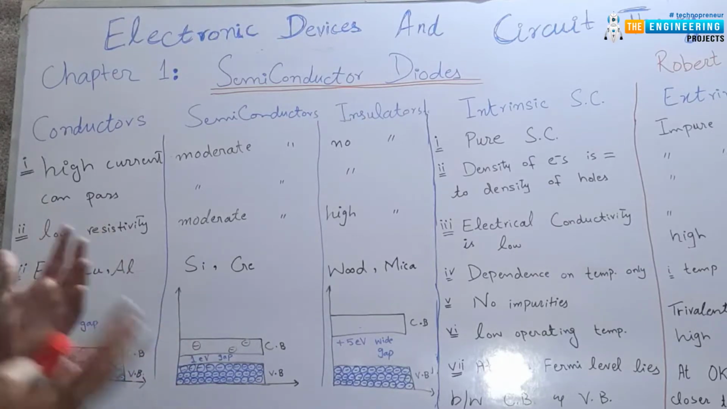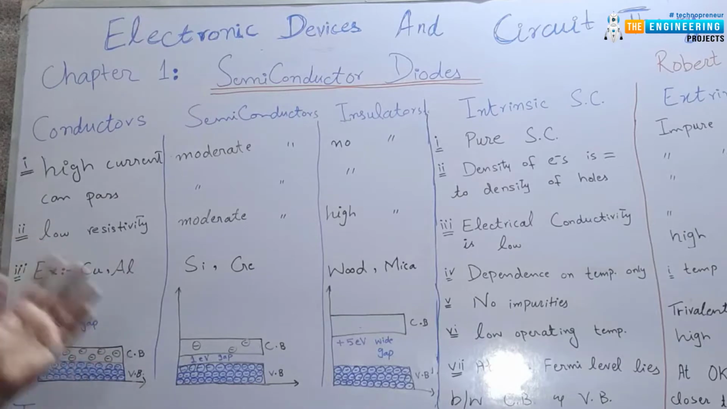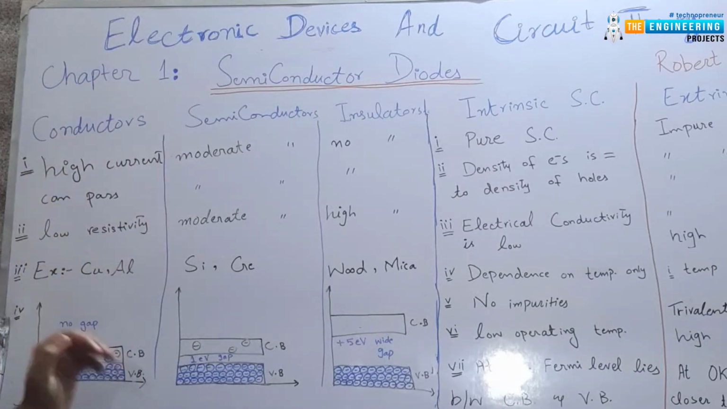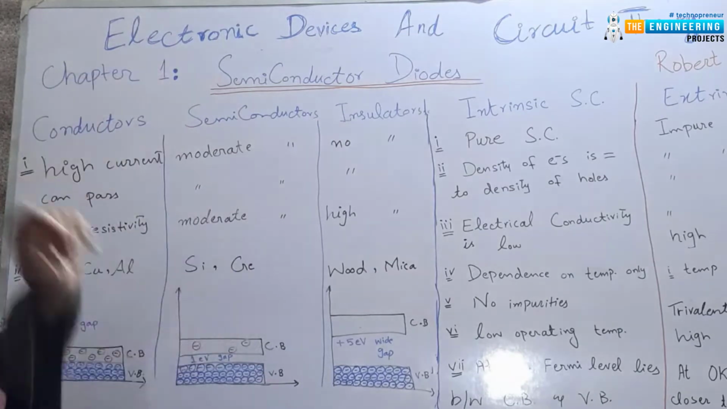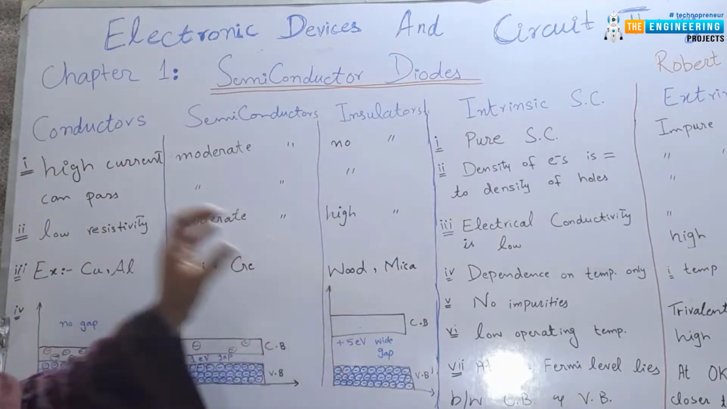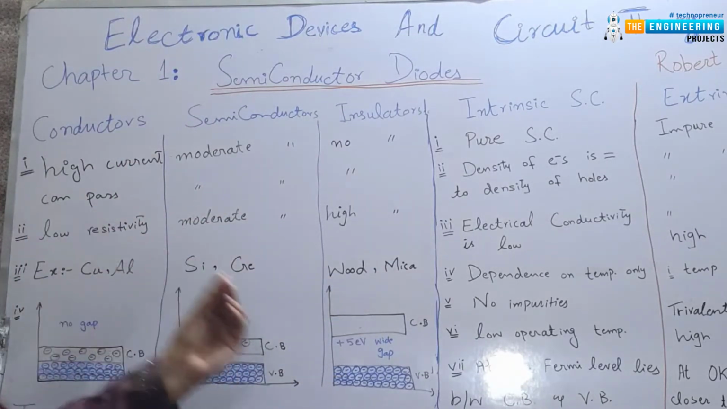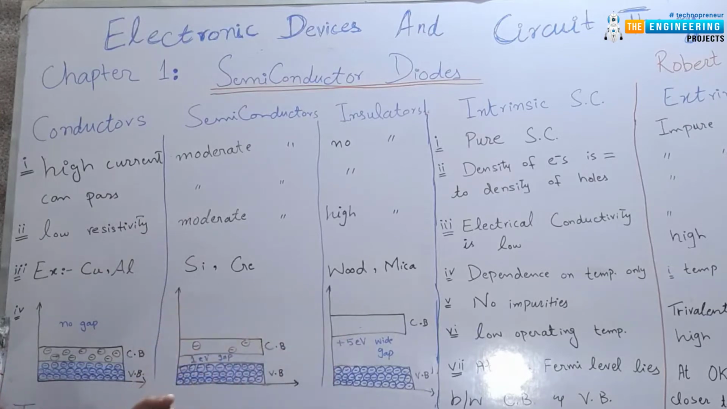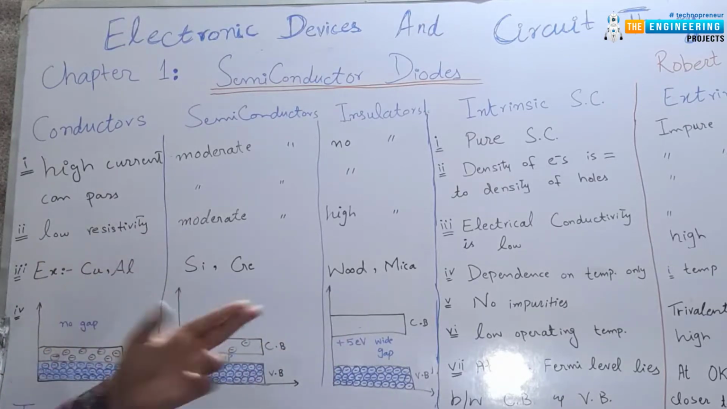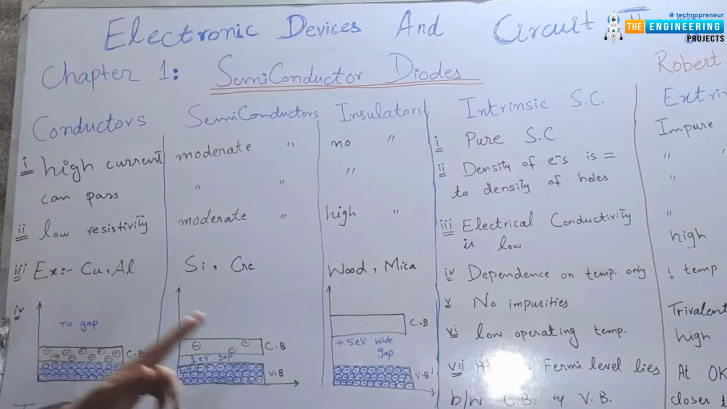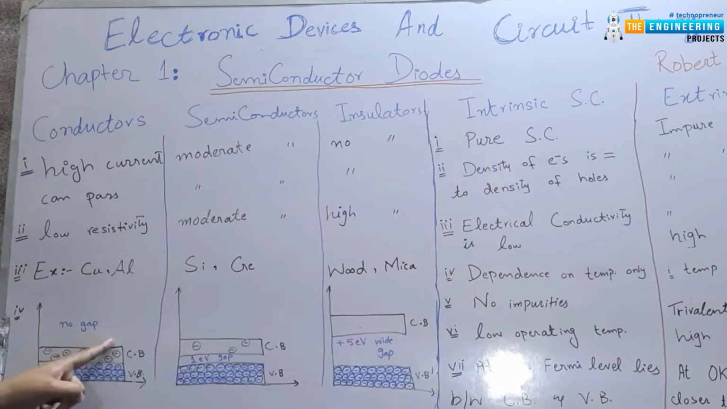So it can be your MCQ. What is the band gap of semiconductors? So the band gap of semiconductors is approximately 1 electron volt, 1 to 3 electron volt. For insulators, we have a wide band gap, and the gap is equal to or greater than 5 electron volt. So you can see here that there is no band gap, so electrons can easily move from the valence band to the conduction band.